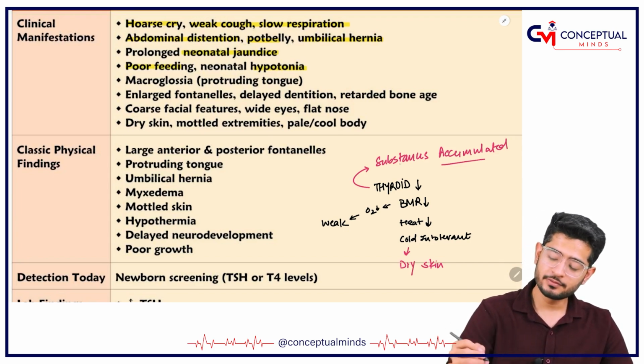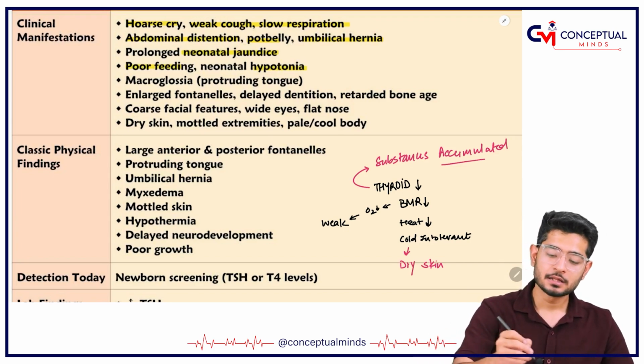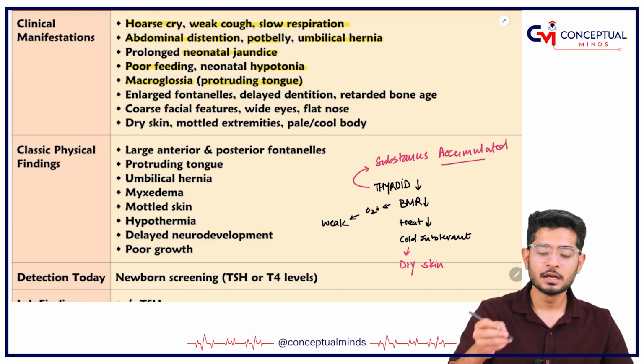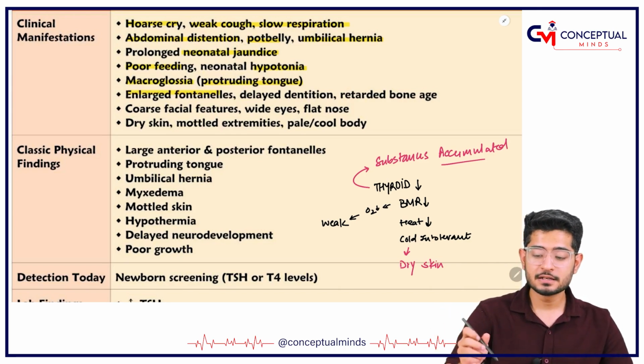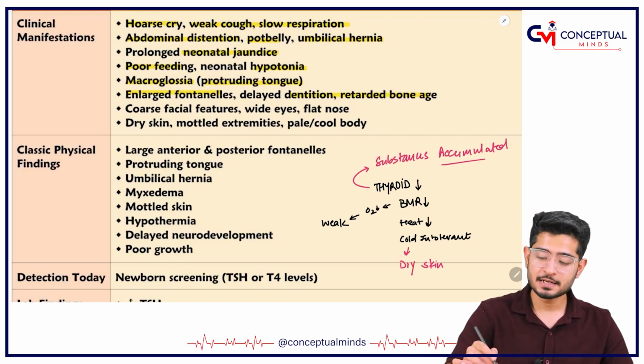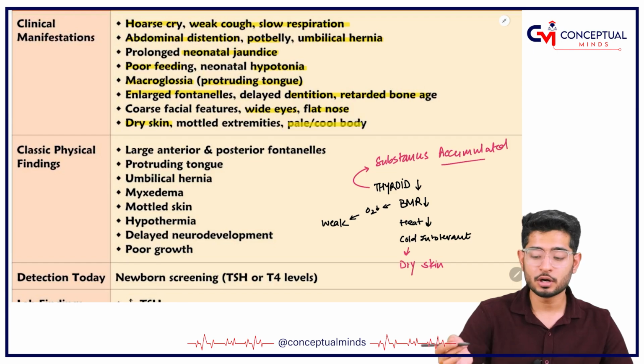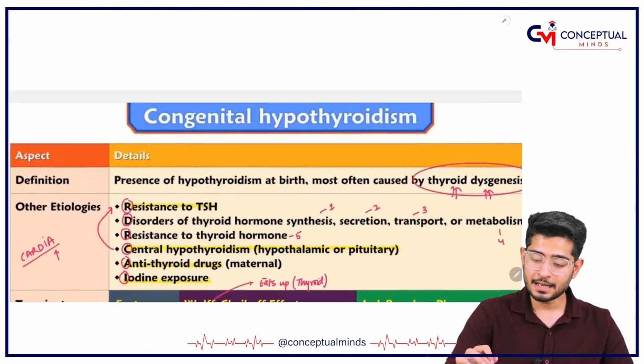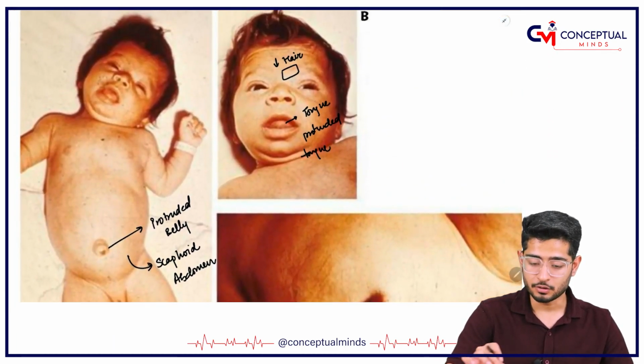And if the GAGs, the substances, start accumulating in the tongue, there will be macroglossia, protruding tongue. There will be enlarged fontanelles. Of course, the dentition and the bone are not formed properly. In these patients there is a flat nose, wide eyes, of course, dry skin and pale or cool body. I have told you why. So wide eyes and flat nose will also be there.